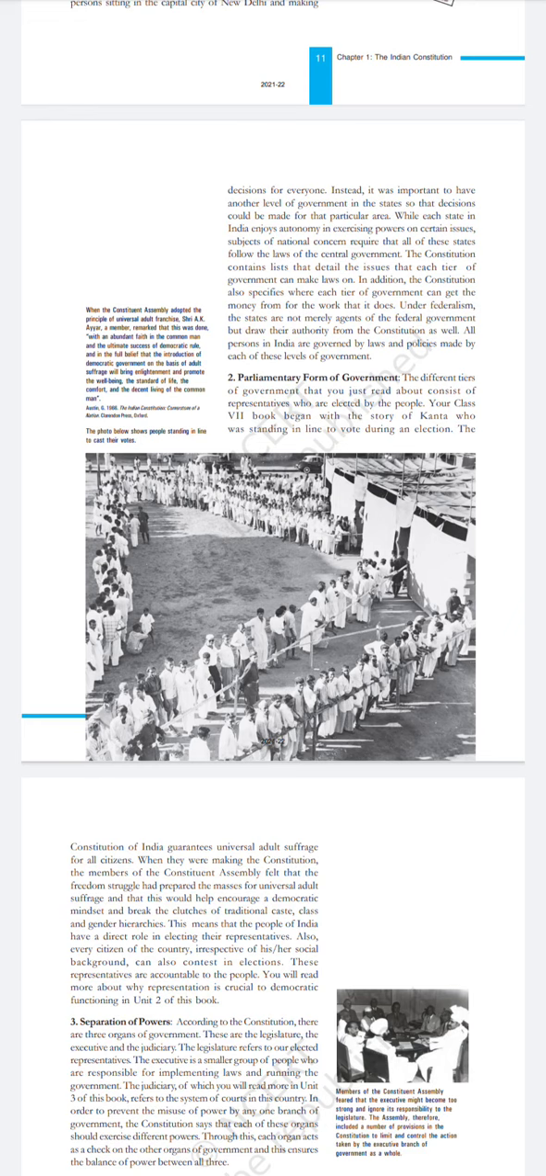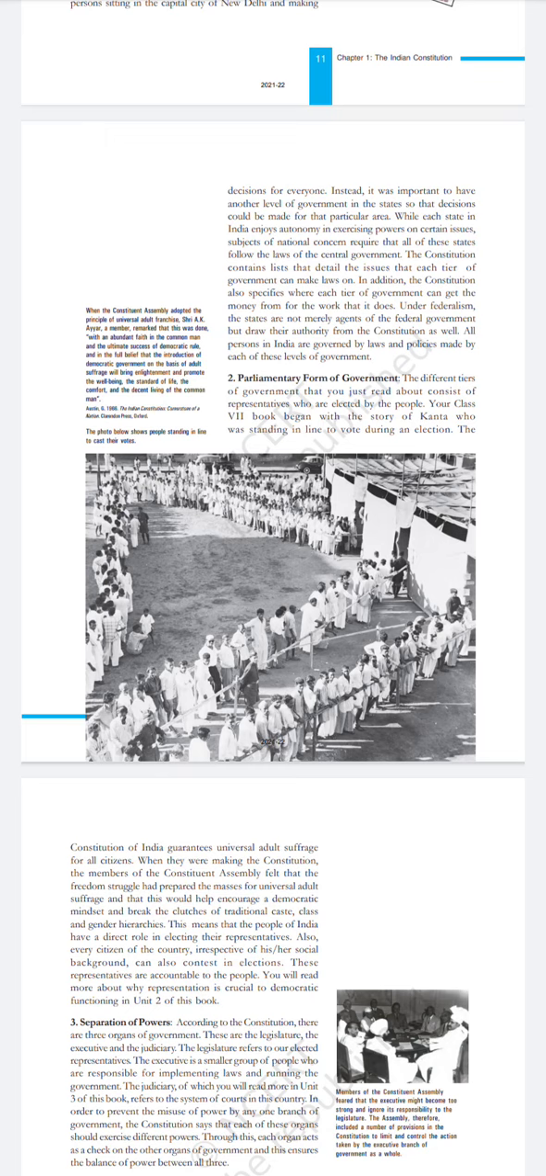The constitution contains lists that detail the issues that each tier of government can make laws on. In addition, the constitution also specifies where each tier of government can get the money from for the work that it does. Under federalism, the states are not merely agents of the federal government but draw their authority from the constitution as well. All persons in India are governed by laws and policies made by each of these levels of government. Take a look at this image.